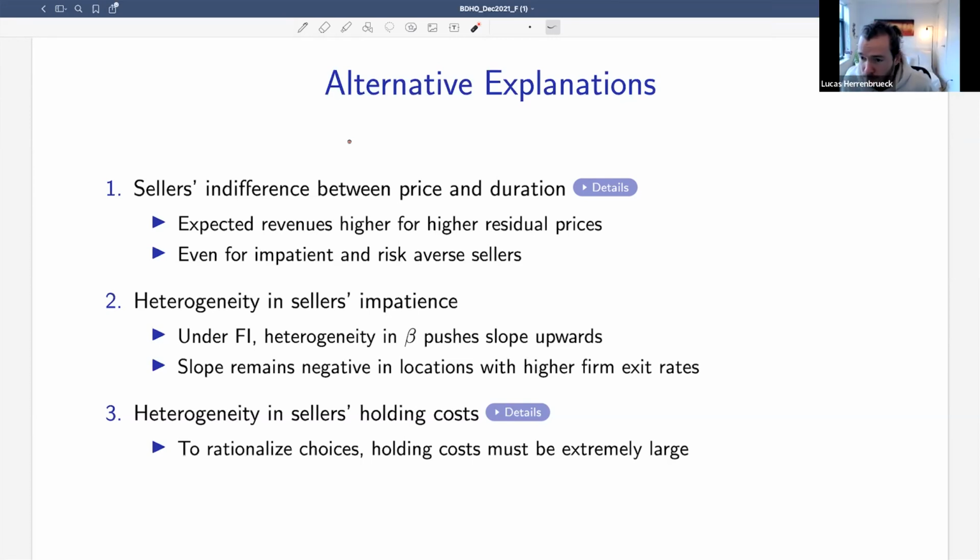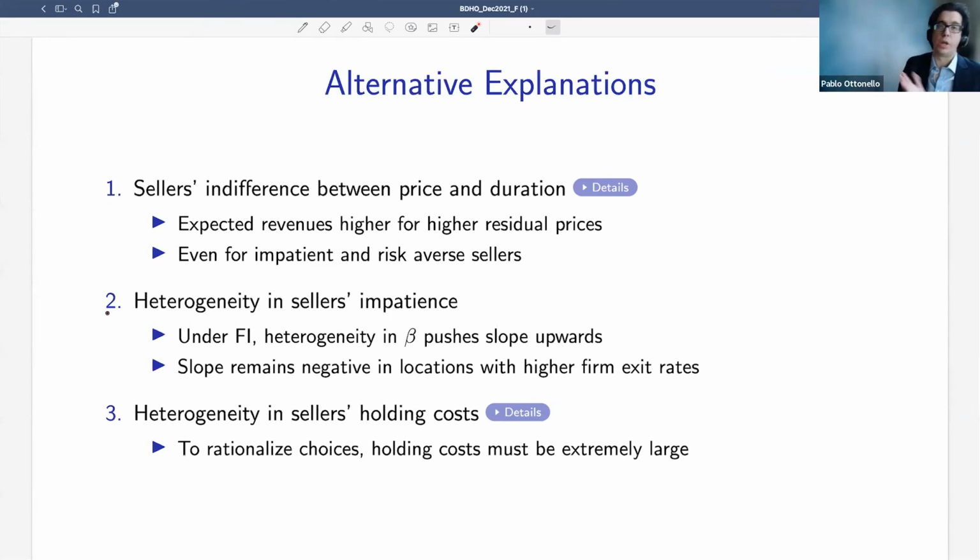Ben, you're next. Okay. So a related question. The explanation I was thinking about, you also thought about, which was the second bullet point there, the heterogeneity in seller's impatience. Could you just go over how you ruled that out? I didn't. You went through it fast.